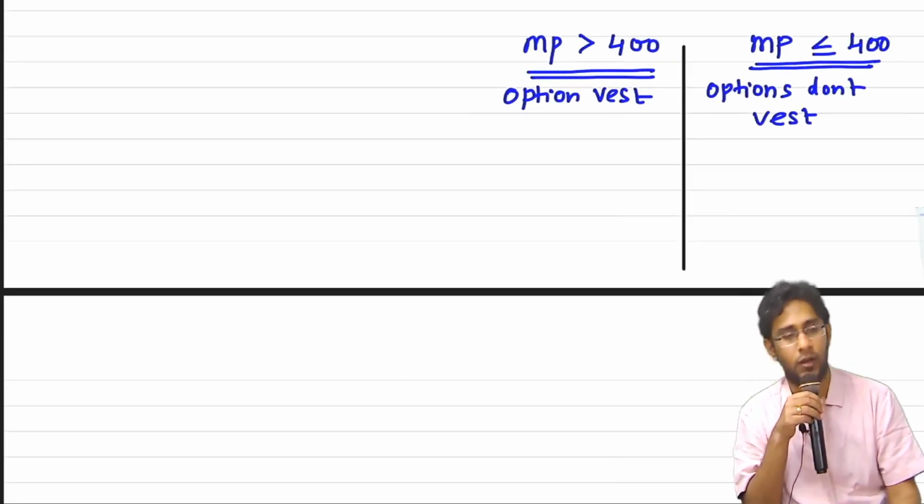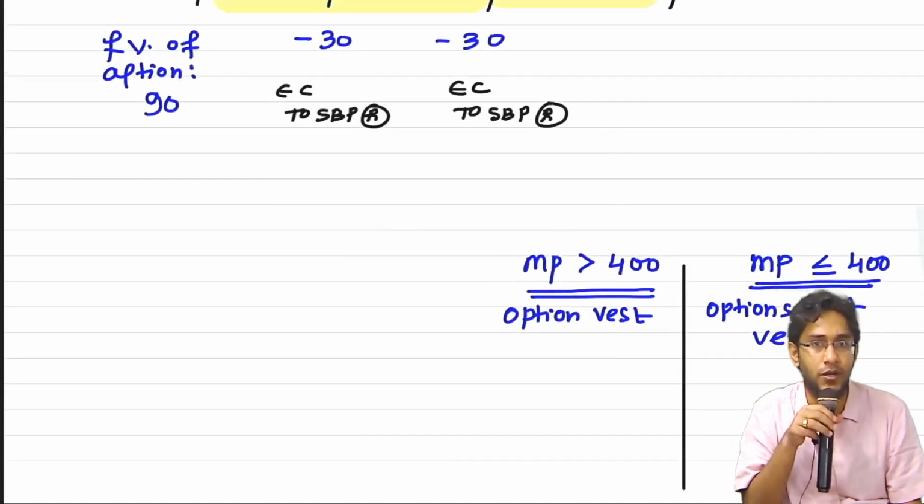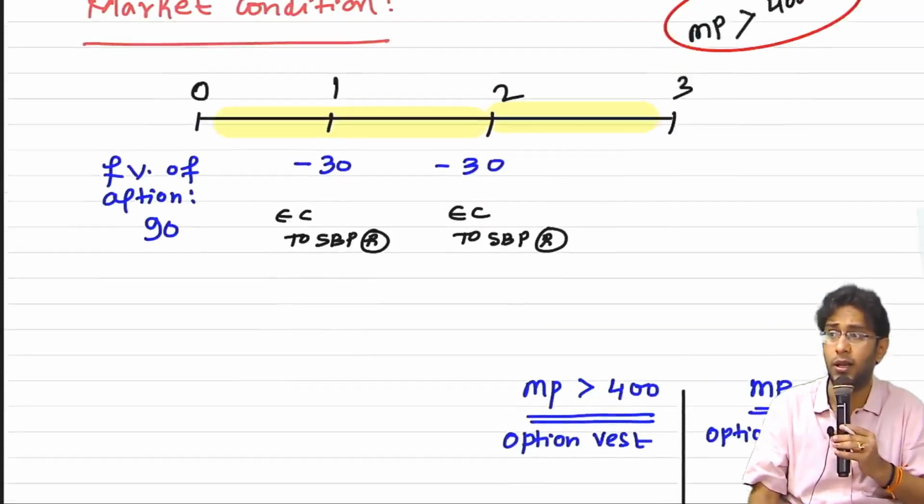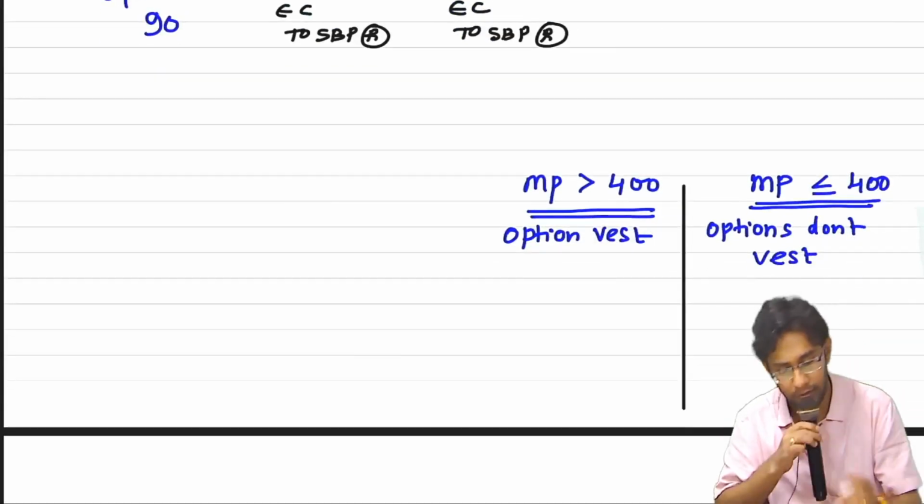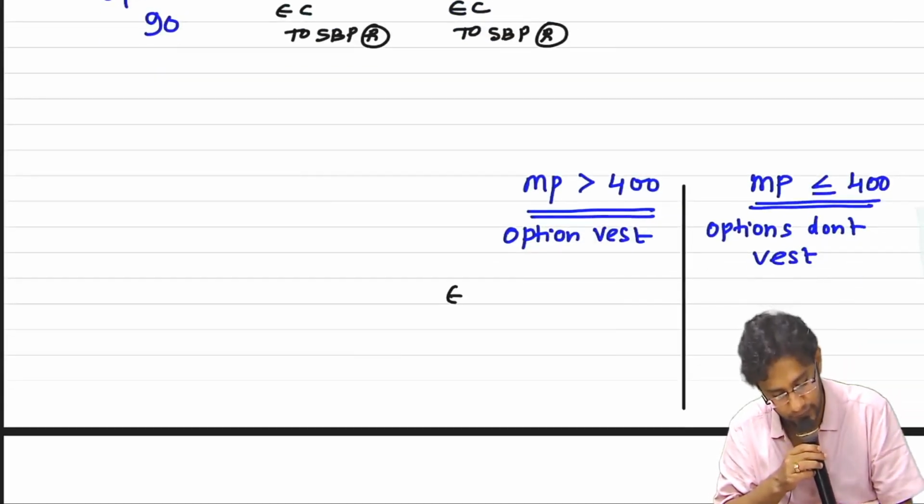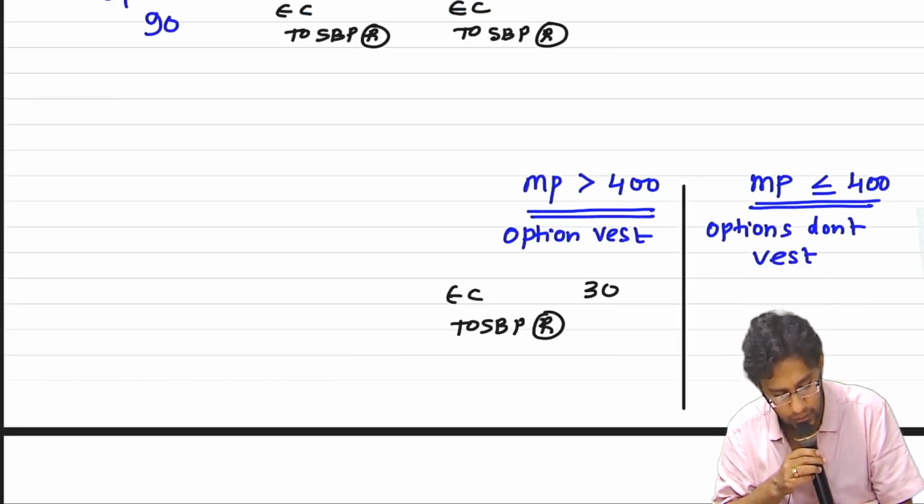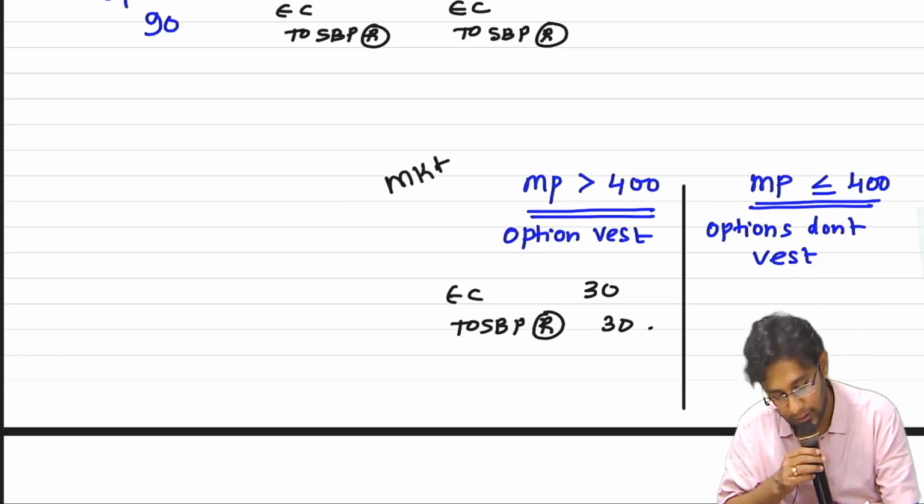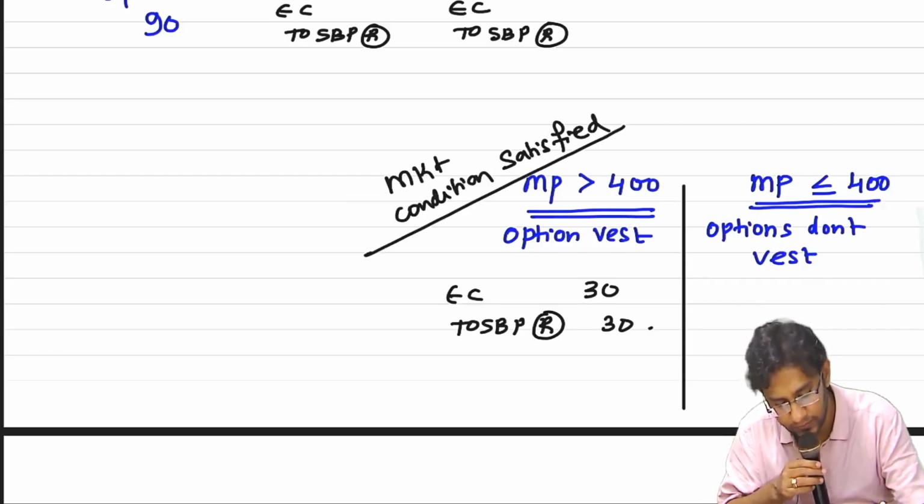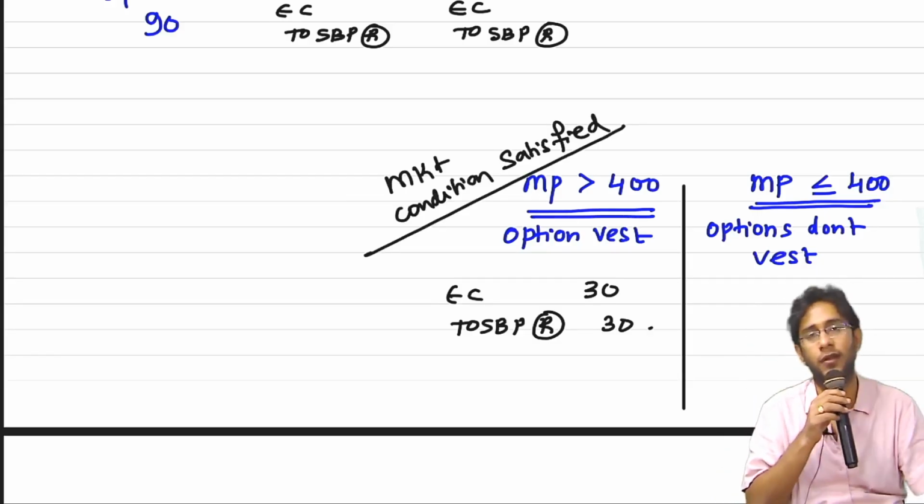Only one entry I have to tell. First year booked expenditure, second year booked expenditure, third year ending, I am telling you options vested. Tell me the entry. Very easy. Same entry, Employee Compensation, 30. When, sir? When the market condition is satisfied. In this, no one will make a mistake. In the second case, you should be careful.